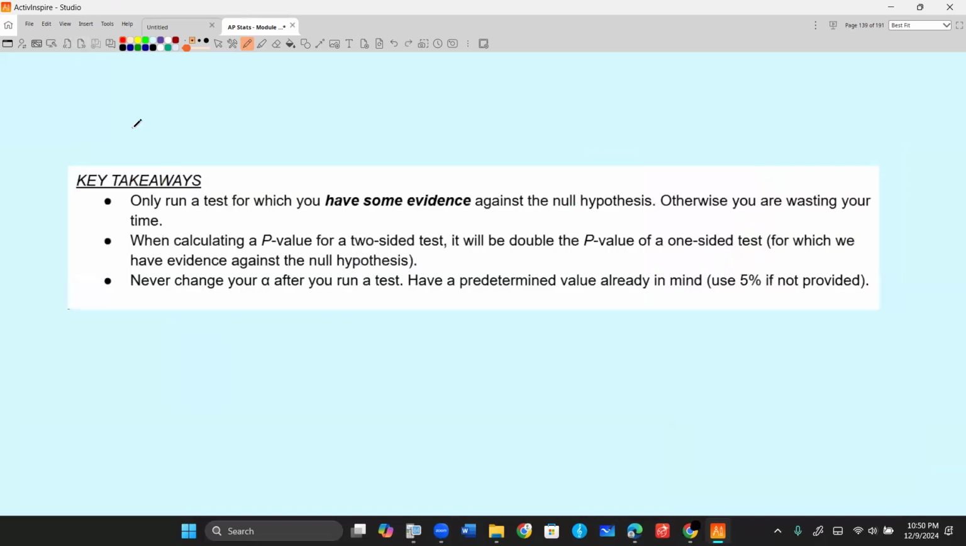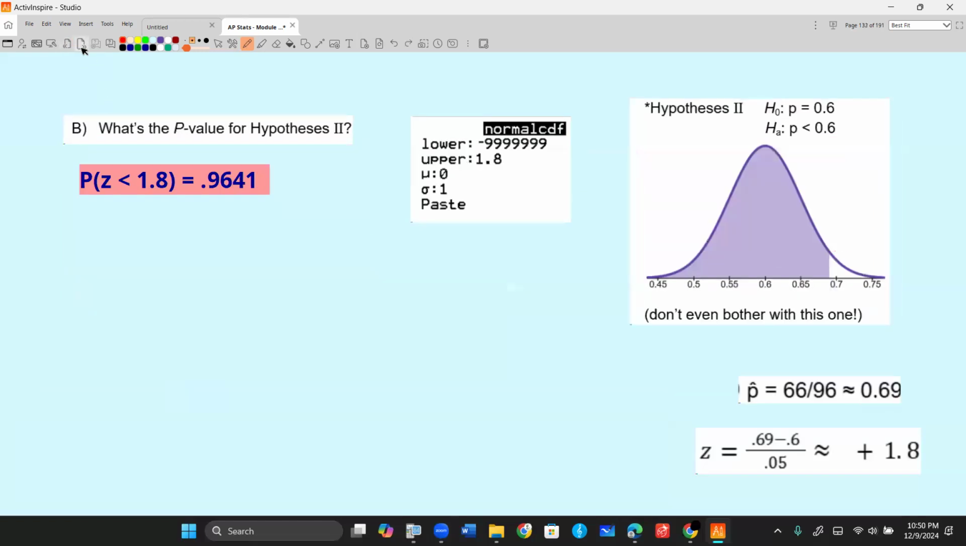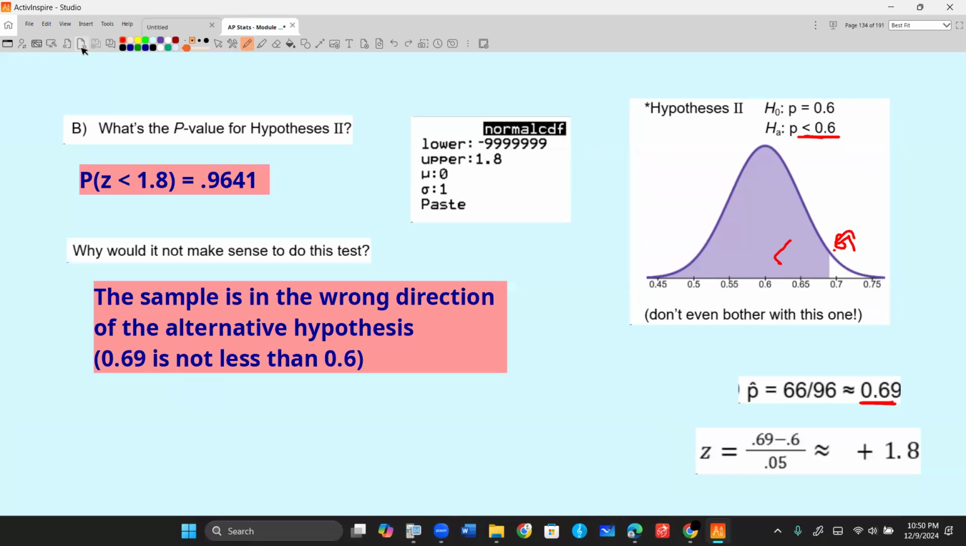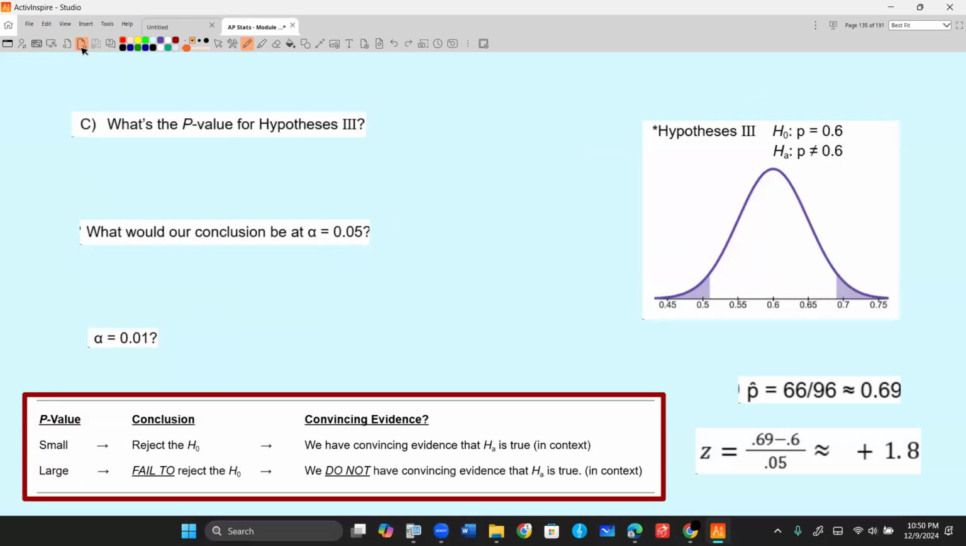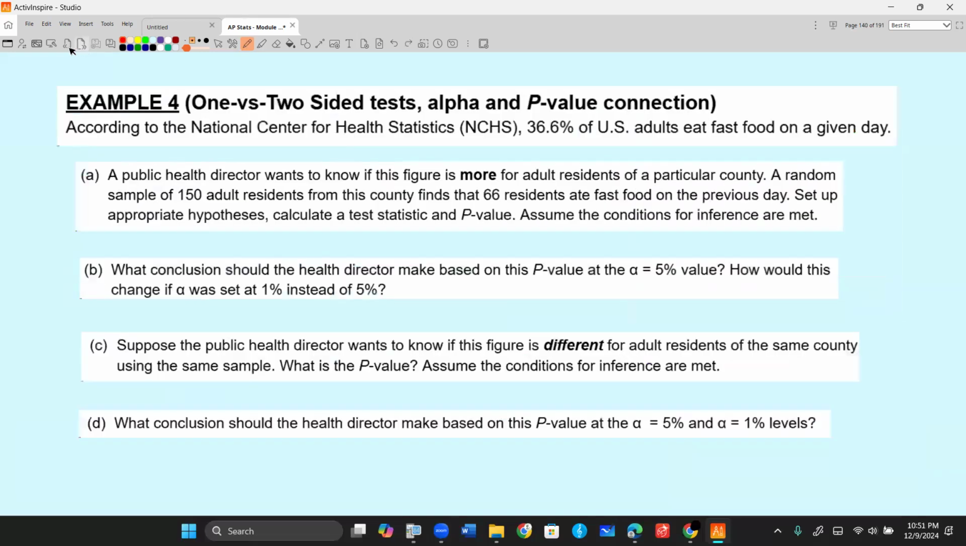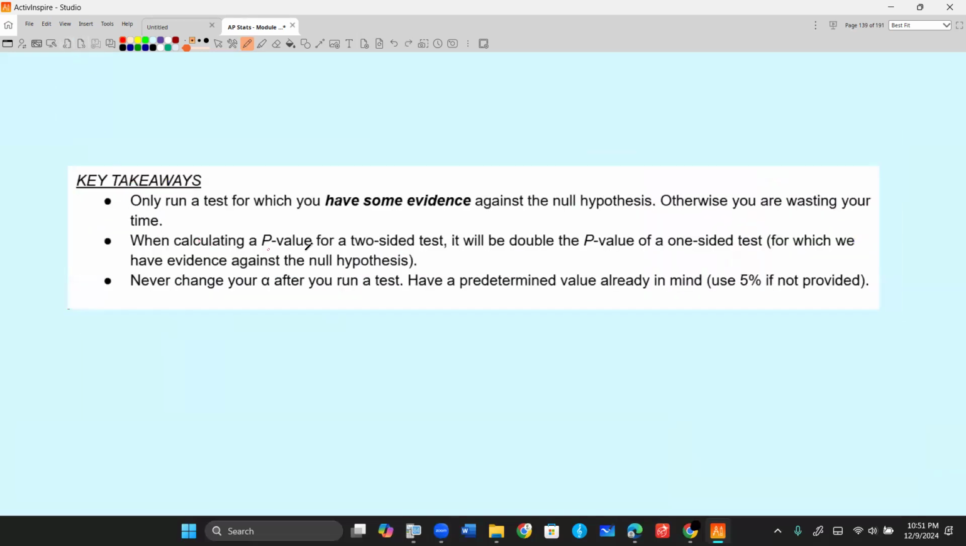So the takeaway here is that you've got to have some evidence to be able to run this test. Otherwise, you're going to be wasting your time. We don't want to be doing this because it's not going to make any sense to run a test when your sample is in the wrong direction of the alternative. So we have to have evidence. And when we're calculating for a two-sided test, it's going to be double the p-value of a one-sided test. And never change your alpha after you run a test. Always have that predetermined. If you're not given one, use 5%.